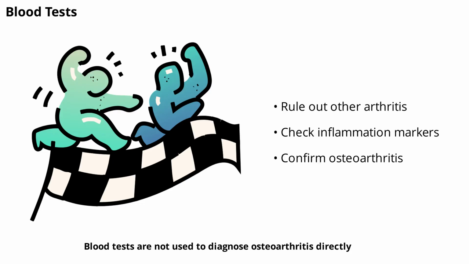Blood tests are not used to diagnose osteoarthritis directly, but they are important for ruling out other types of arthritis. Doctors may check for markers of inflammation, such as erythrocyte sedimentation rate, ESR, or C-reactive protein, CRP, and test for rheumatoid factor or anti-CCP antibodies. Normal results can help confirm that osteoarthritis, rather than an inflammatory arthritis, is the cause of symptoms.